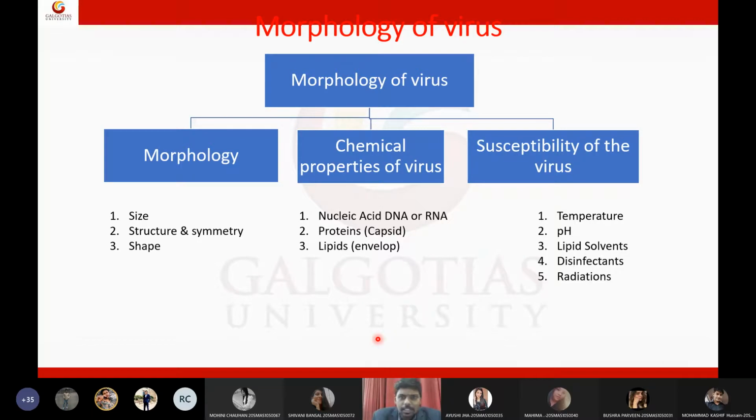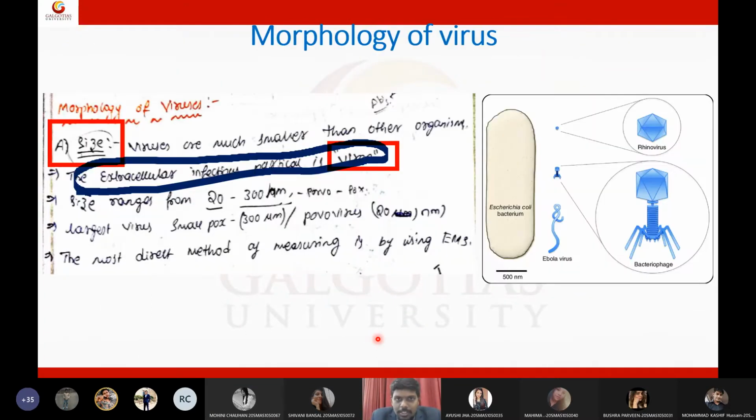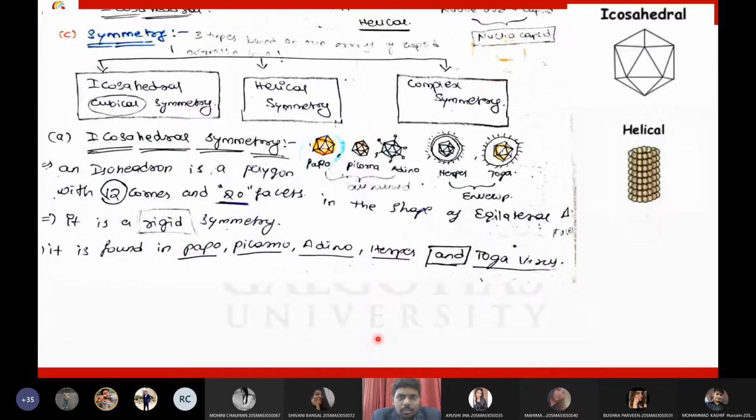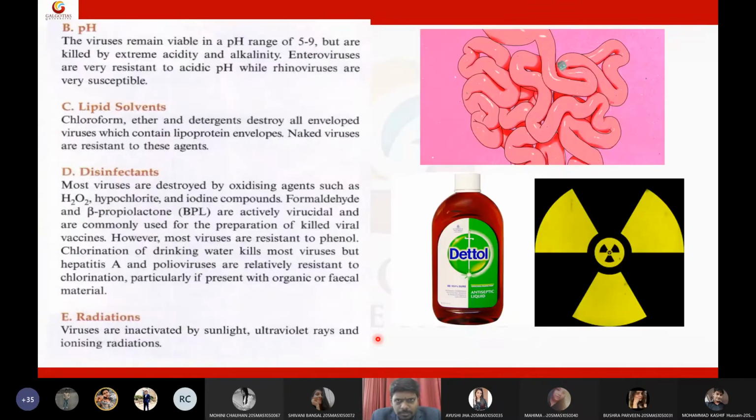Then pH. What is the range of pH that virus can survive, students? The viable pH of viruses: 5 to 9. Very good. So this is all about viruses, their morphology and their susceptibility. Then coming to the next one.